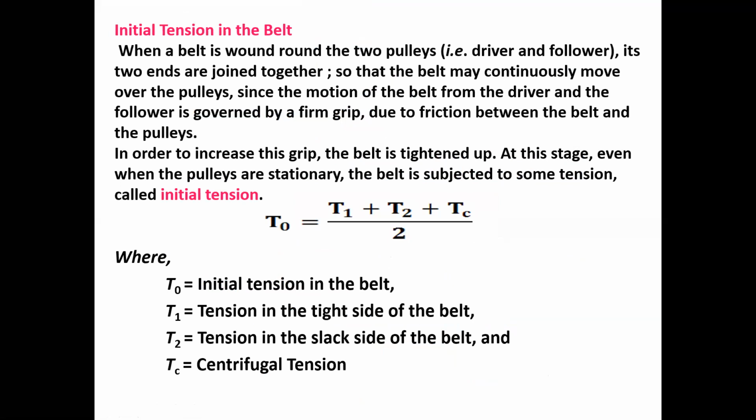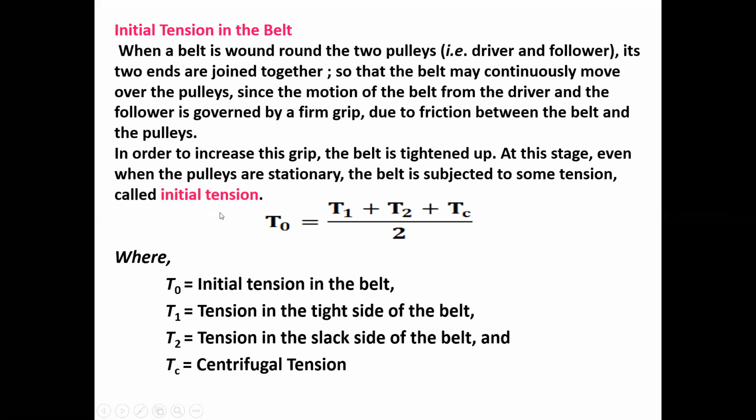Initial tension in the belt. When a belt is wound around two pulleys, its two ends are joined together so that the belt continuously moves over the pulleys. So the motion of the belt from the driver to the follower is governed by the firm grip, due to the friction between the belt and the pulleys.